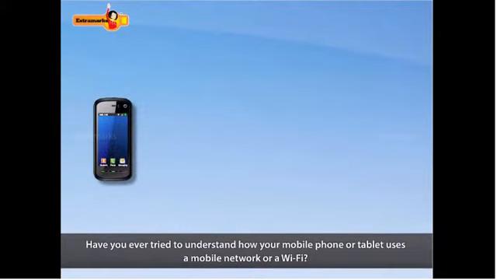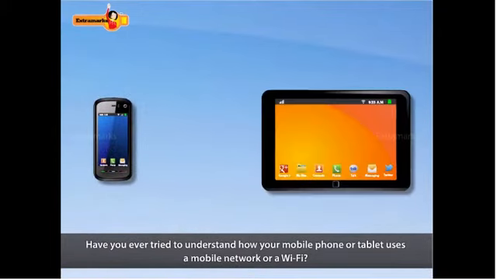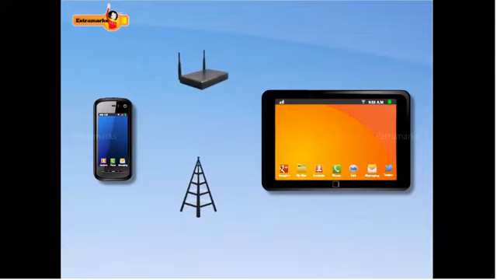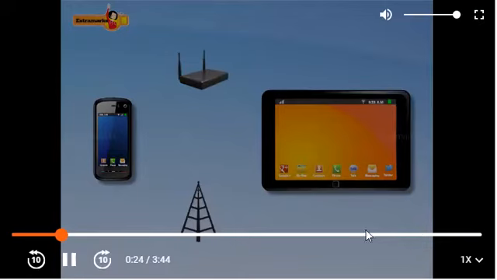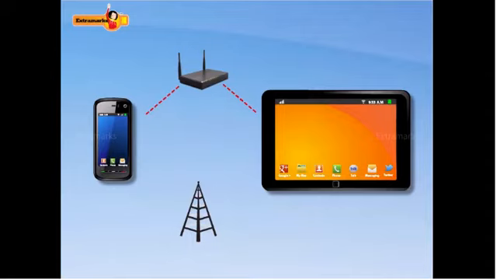Have you ever tried to understand how your mobile phone or tablet uses a mobile network or a Wi-Fi? Generally, a mobile phone or tablet uses Wi-Fi when you are near to a Wi-Fi point or hotspot, and a mobile network like 3G or 4G when you are away. How does your phone know which network to connect to?